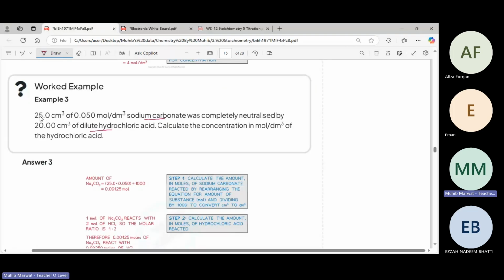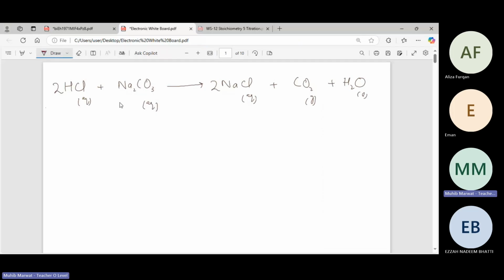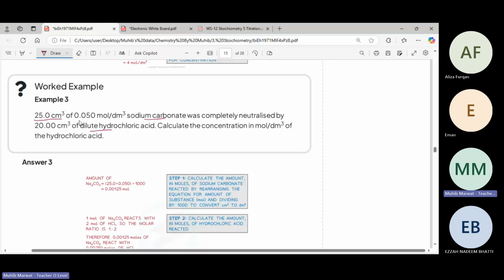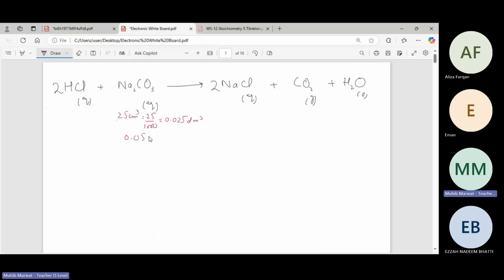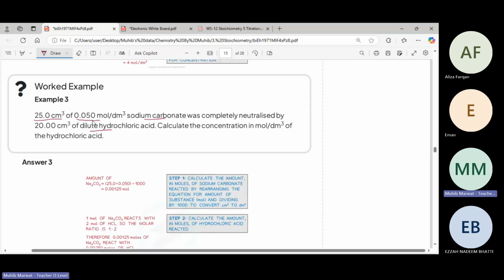Now we are going to take 25 cm cube of sodium carbonate. Sodium carbonate is 25 cm cube, right? After dividing it by 1000, it will become 0.025 dm cube. All right. We have also been given its concentration, that it is 0.05 moles per dm cube. This is the given data that the examiner has given us, right?